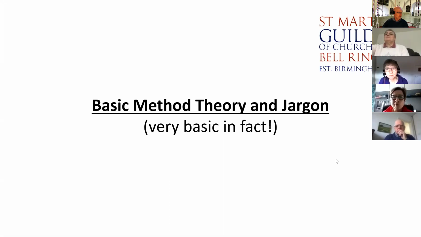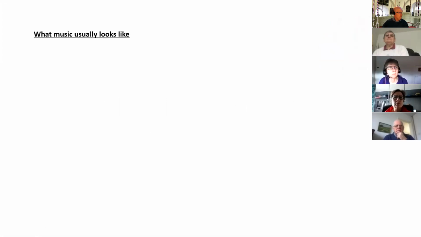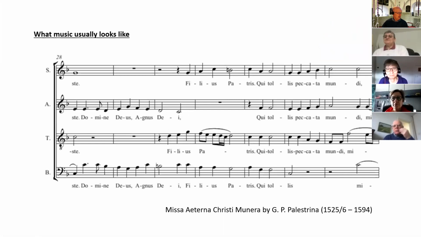Now then. Now, I don't know why it's not doing that. What music usually looks like. I don't know if there's any musicians among you, but that's a piece of the Missa Returna Christi Monero by Giovanni Palestrina, who died in 1594. Now, when he first wrote the music out, it wouldn't have looked exactly like that. That's sort of a modern day transcript, obviously. But if you look to his original parchment scrolls, you'd probably understand it by that.